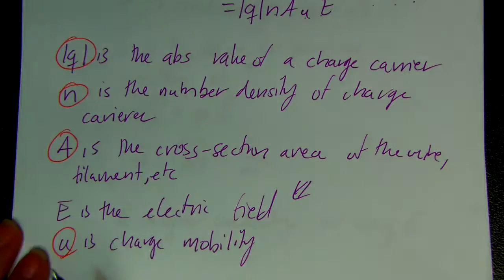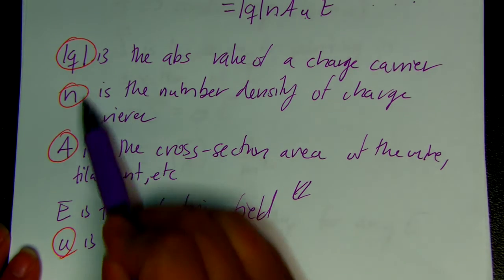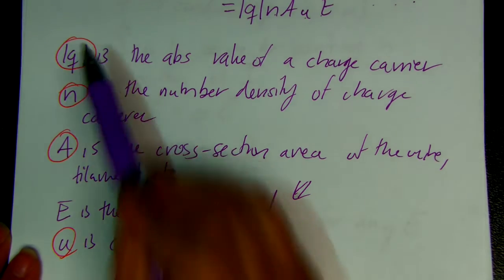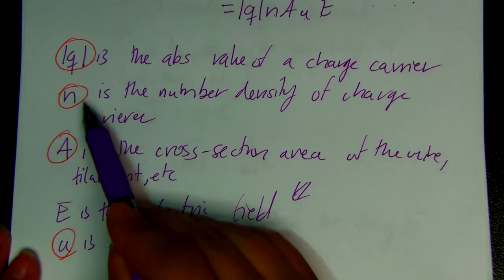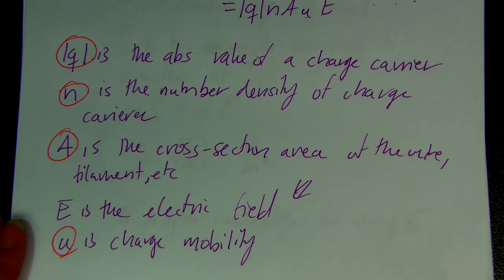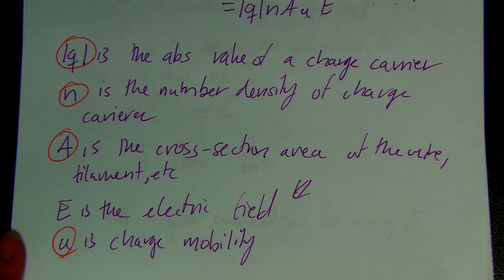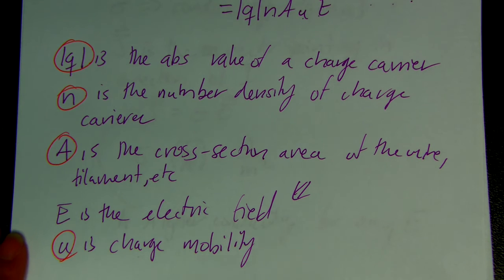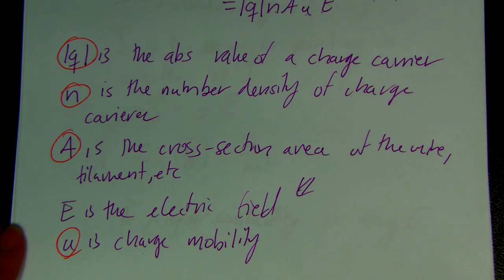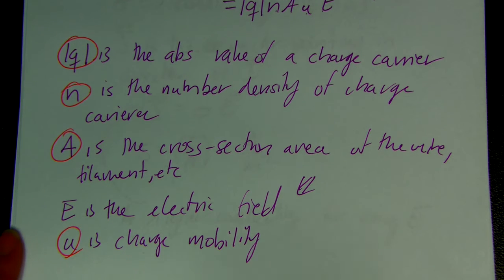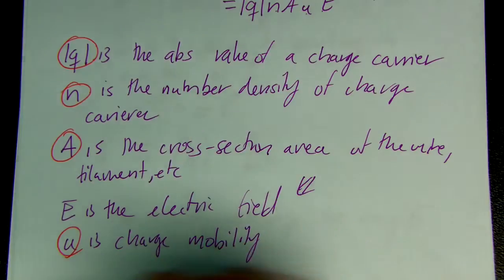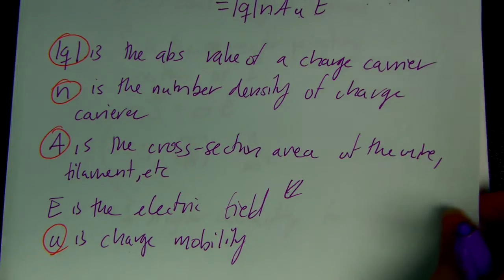Now you've noticed I've circled some of these in red. These are all properties of the material. The material determines what the charge carrier is. The material has a specific number density of charge carriers. U is the charge mobility. That is specific to that material and the temperature and the other conditions. And A is a geometry that you predetermine by how you're constructing this. The really big fundamental physics part of this is that electric field. And how that electric field is going to dictate the current is completely dependent on what properties the material has.